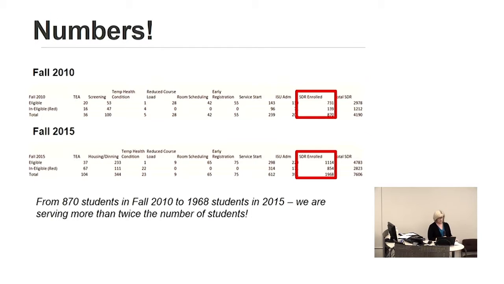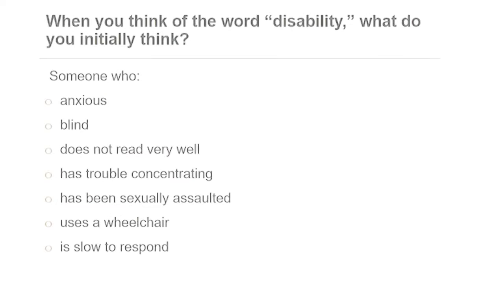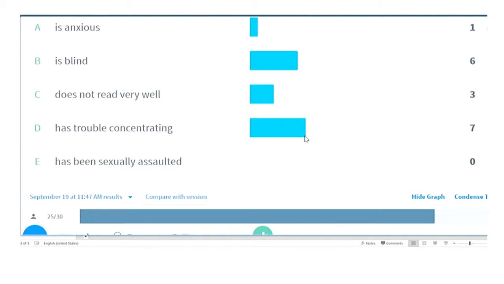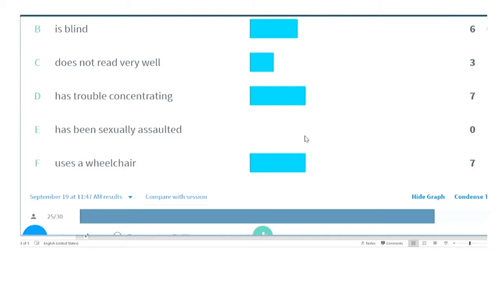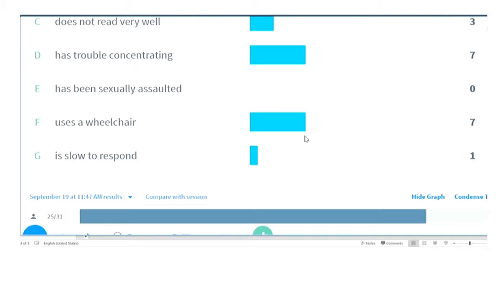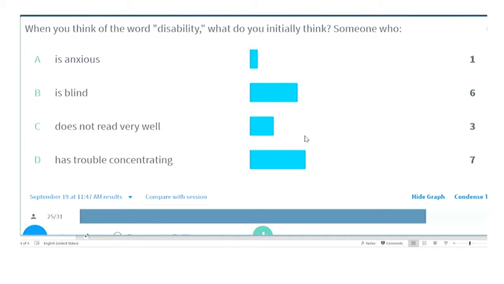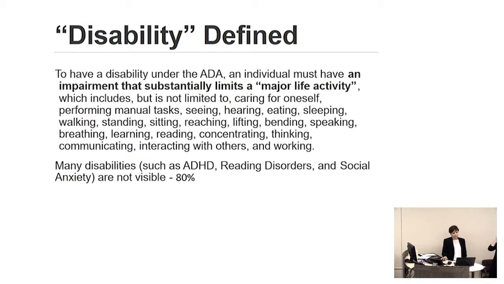So what does make a disability? All of the conditions that I had up on the power slide, all of those could become a disability. It really depends on the impact. Okay, so we have a variety of answers there. Definitely people understand that blindness or using a wheelchair, those are our highest response areas, but also the trouble concentrating. All of those conditions could rise to the level that we classify it actually as a disability.